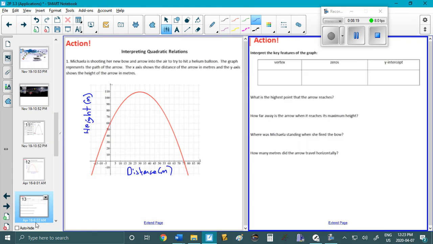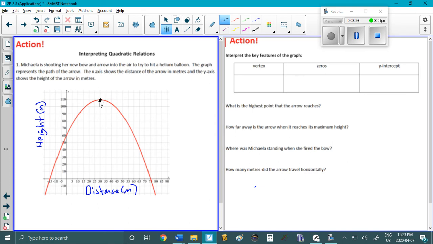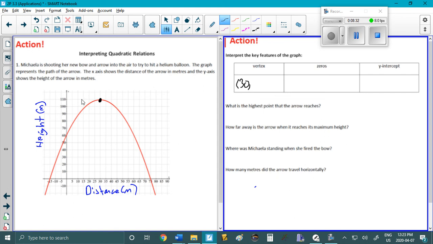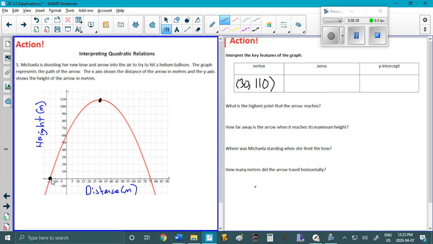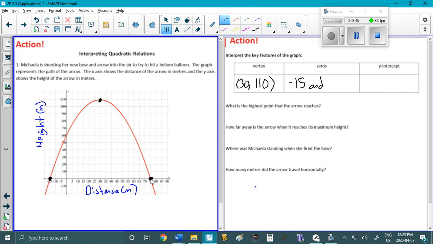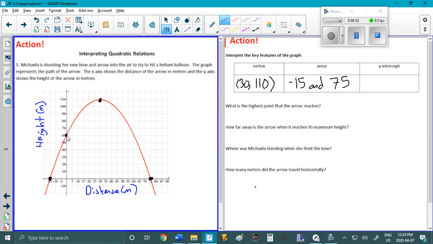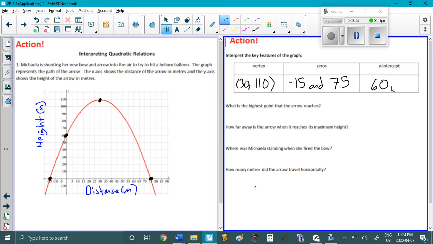I'm going to have to go 2 pages up at once. The vertex. The vertex is right there. X value looks like it's 30. And the y value looks like it's 110. The zeros, we've got one back here at -15. And we've got another one, remember the zeros are where it hits the ground, or when y is 0. And the y-intercept is there, and it's 60. Okay, now I would love for you to try to answer these 4 little sentence questions here. I'd encourage you to pause it right now, try to answer those, and then come back and see.